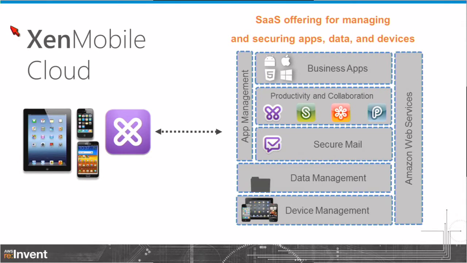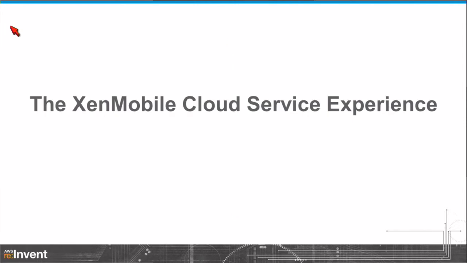And this entire stack that you see out here is delivered as a managed service, completely hosted in AWS. So in the next few minutes, I'm going to show our architecture when deployed in AWS, as well as what are the AWS services we use for powering Zen Mobile Cloud. But before that, I want to show you 2 videos that show the Zen Mobile Cloud experience.